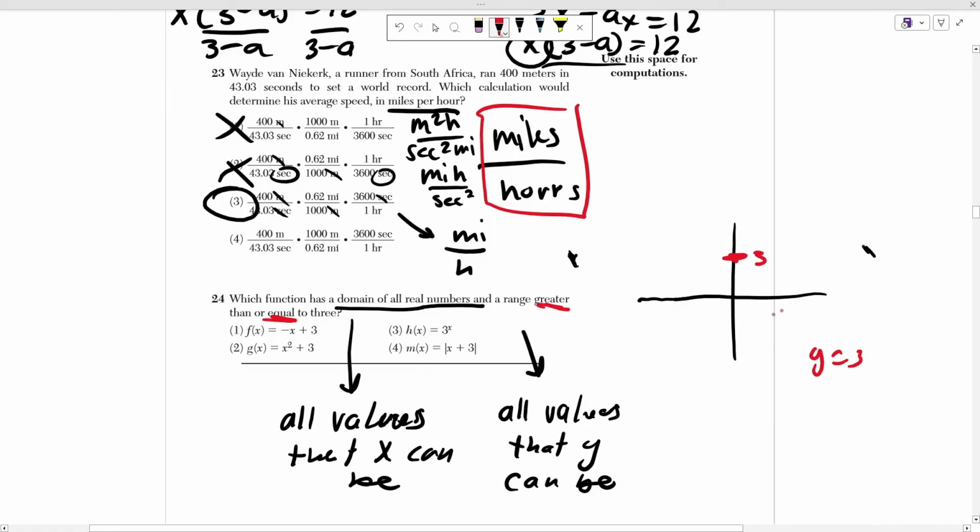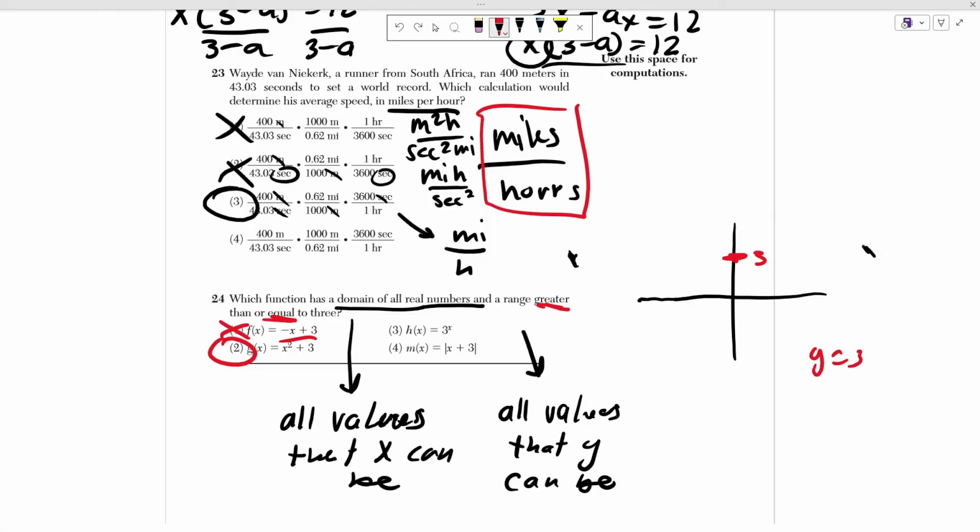So if you just plug all of these into the graph settings on your calculator, you'll see that the correct answer is choice 2. Negative x plus 3 is going to look something like that. It's going to face downwards. You want all your y values to be greater than 3. Here you have your y values are less than or equal to 3, right? So the largest value is actually 3.